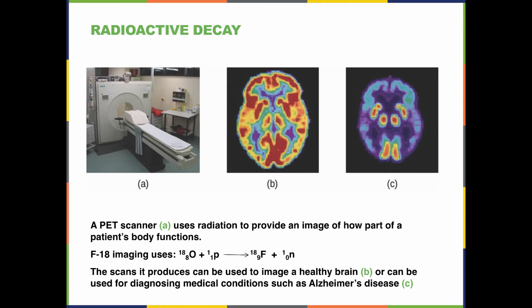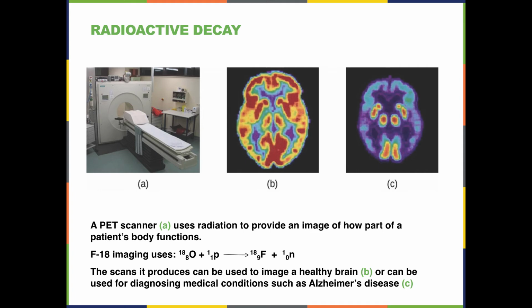A PET scanner, which is shown on the left here, uses radiation to provide an image of how part of the body functions. The most common is called an F18 image because F18, fluorine, is formed. You inject a glucose molecule that contains oxygen-18, and it's called a PET, or positron emission scanner, because a proton is added to form the fluorine. And the scan releases energy which can be detected by a detector.